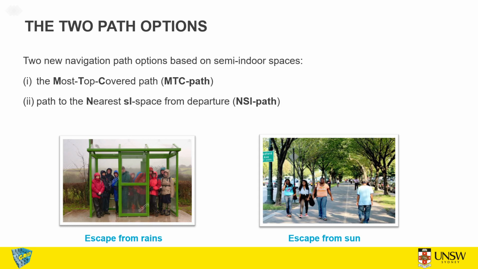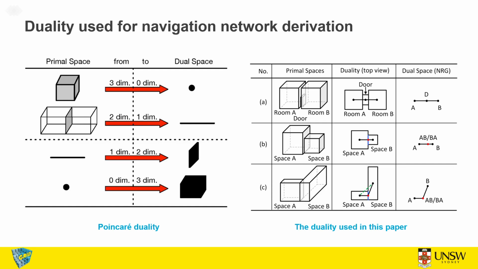The purpose of the first type of path is to guide the pedestrian go through semi-indoor spaces as many as possible. The second path type selects the closest semi-indoor space as the temporary destination. The two navigation paths are computed based on a navigation network, but the network has to be created from the spaces. In my research, I have used the Poincare duality to automatically obtain the network from the spaces.